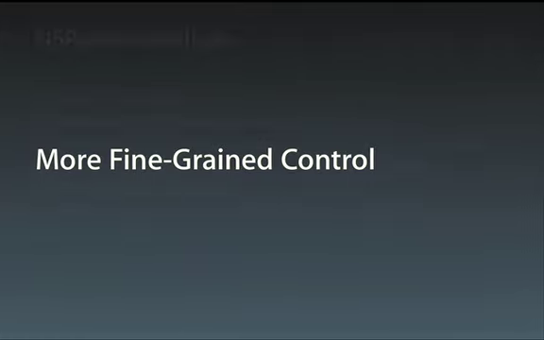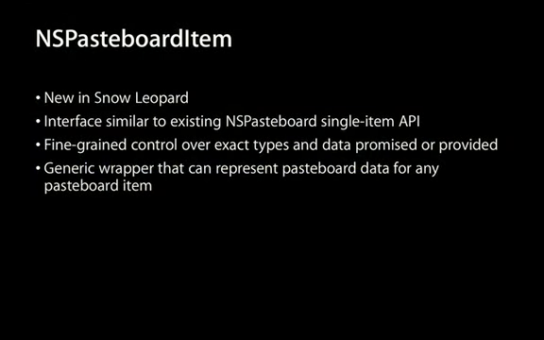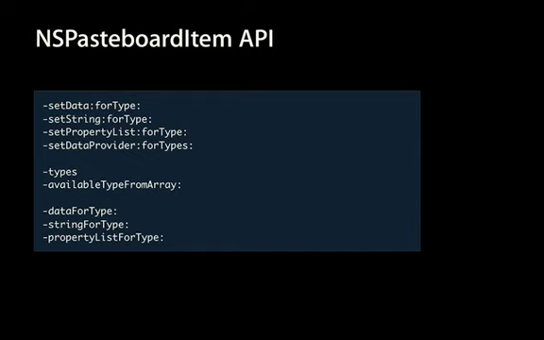To do this, we've introduced a new class in Snow Leopard called NSPasteboardItem. And its interface is extraordinarily similar to the existing NSPasteboard single item API. And it gives you very fine-grained control over exactly what types are provided or promised, exactly what types you're reading. And it really serves as this generic wrapper object that could represent any item, any thing that could be on the pasteboard. So what does that API look like?